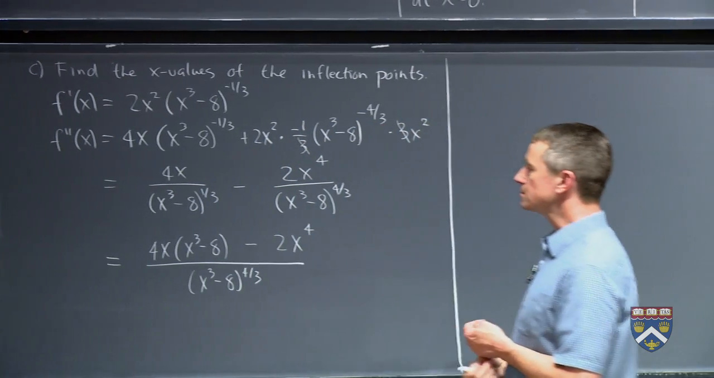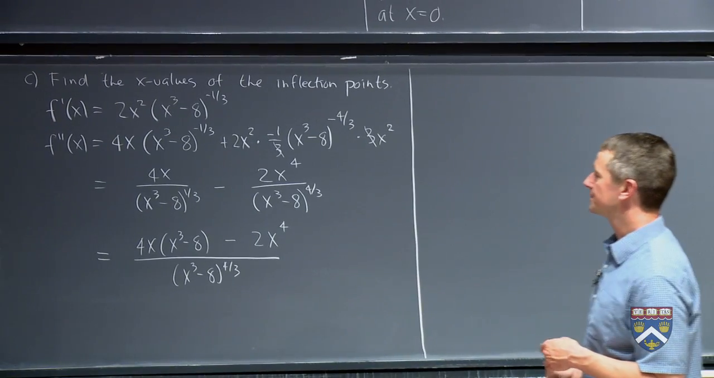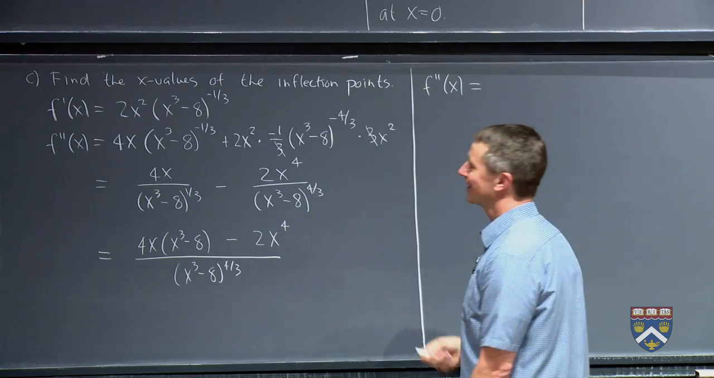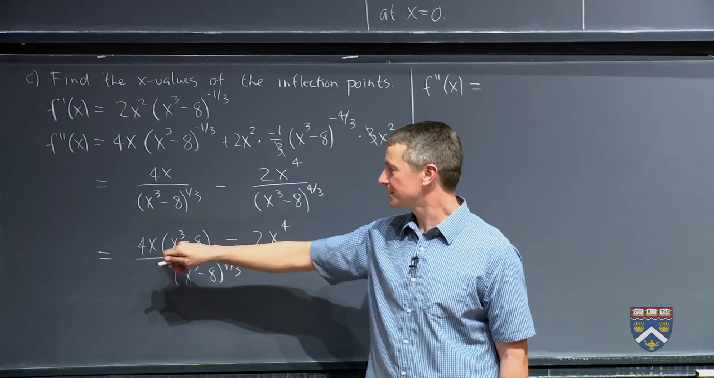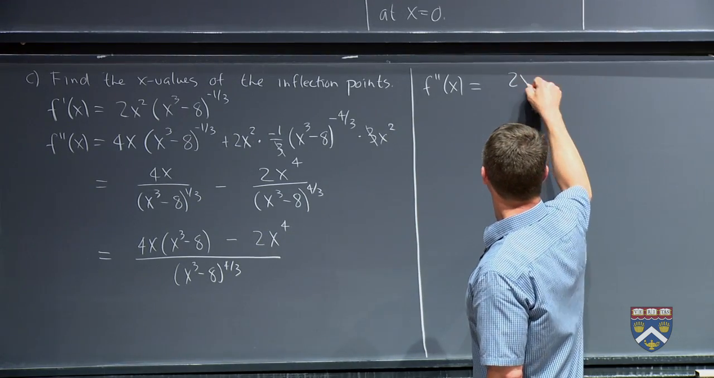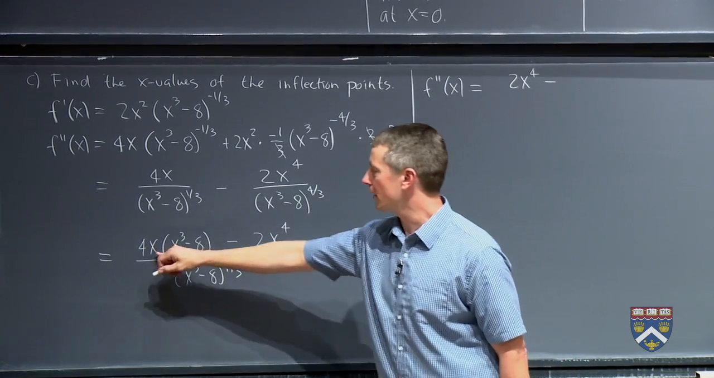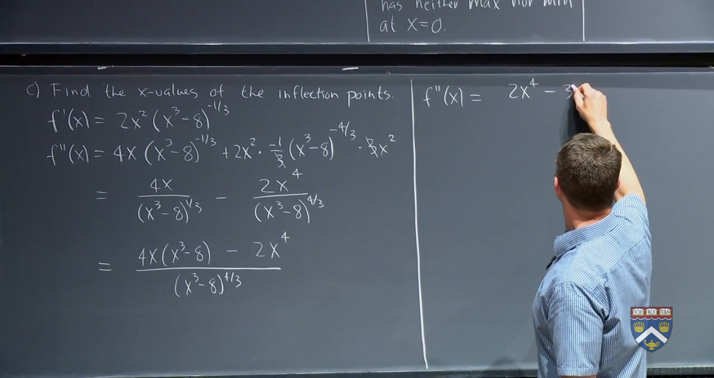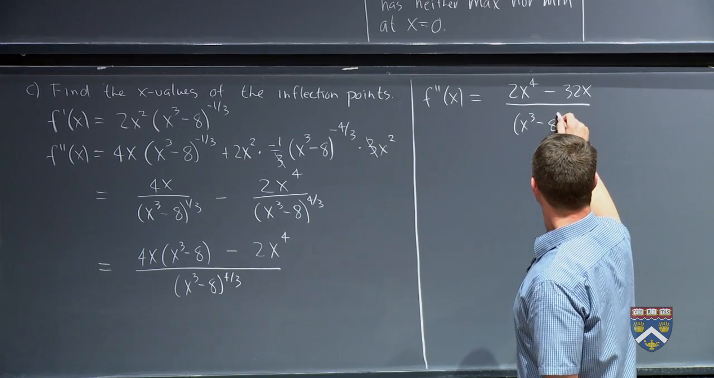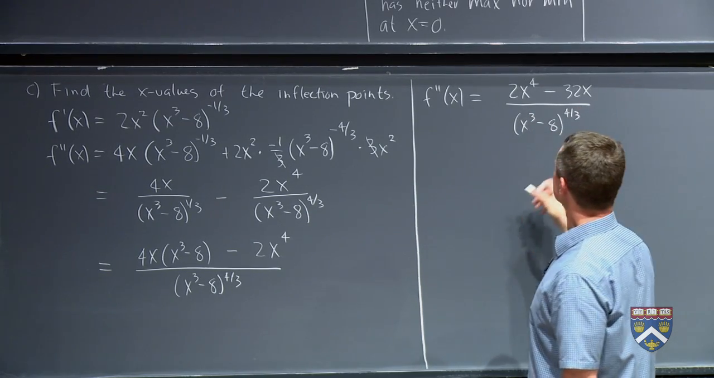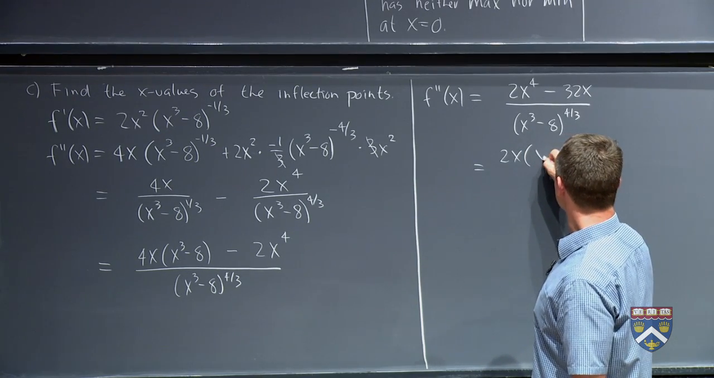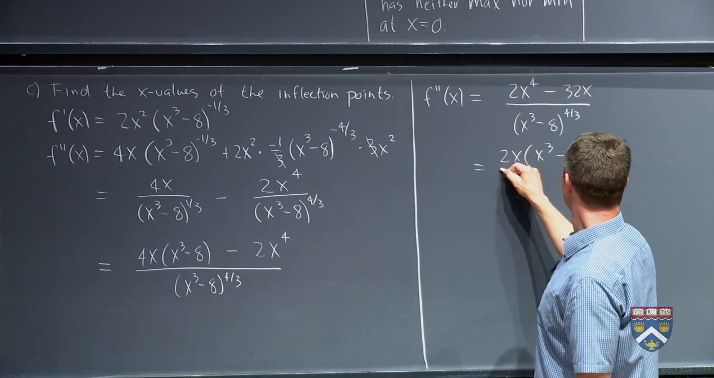And then we can simplify this numerator a little bit more. Let's just remind ourselves of what it is we're computing, f double prime. If I multiply this out, I get 4x to the 4th minus 2x to the 4th. So that's 2x to the 4th. And then this is 4x times negative 8. That's negative 32x all over x cubed minus 8 to the 4/3. And if we really want, we can simplify it even a little bit more by pulling a 2x out of the top. And we're left with x cubed minus 16 all over this.